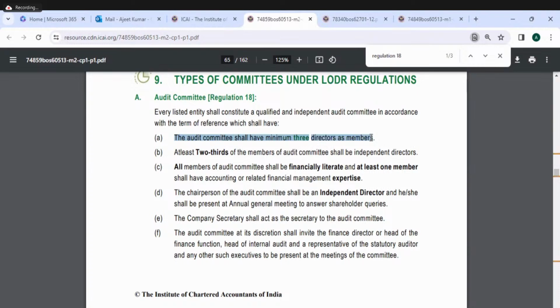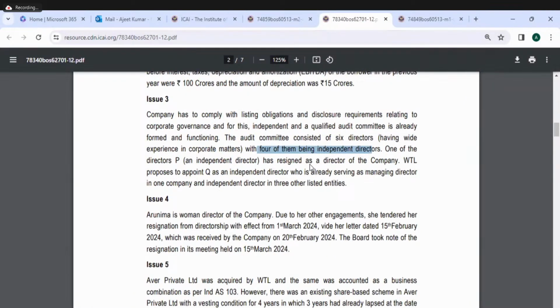So this is compliant. Next, the audit committee needs to have at least 2/3 of the members as independent directors. So 6 into 2/3 is 4. That is also complied with in the current scenario. Now the next line. One of the directors, P, an independent director, has resigned as the director of the company. So if he's resigning as the director of the company, what will happen? Then automatically he will be removed from the audit committee also.